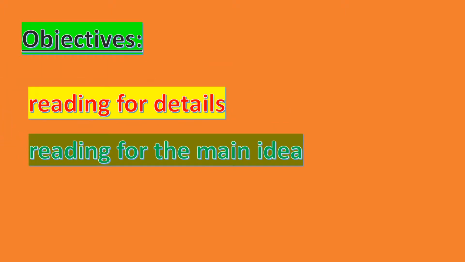As usual, before we start the lesson, let's have a look at the objectives. For today's lesson, we have two objectives. The first is reading for details, and the second objective is reading for the main idea. To be able to follow the lesson, please open the course book, page 36.